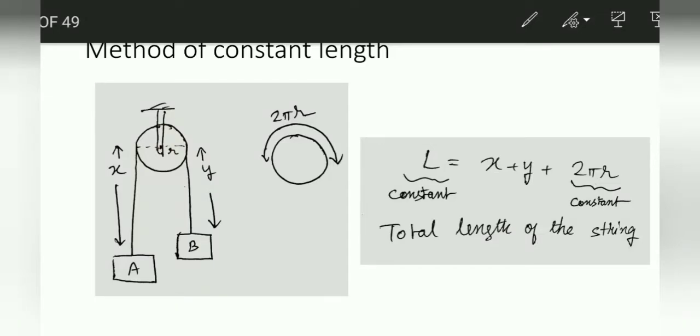So hello friends, today we have part 2 of the constraint series, and today we are going to deal with the method of constant length. So let's begin without wasting any time.